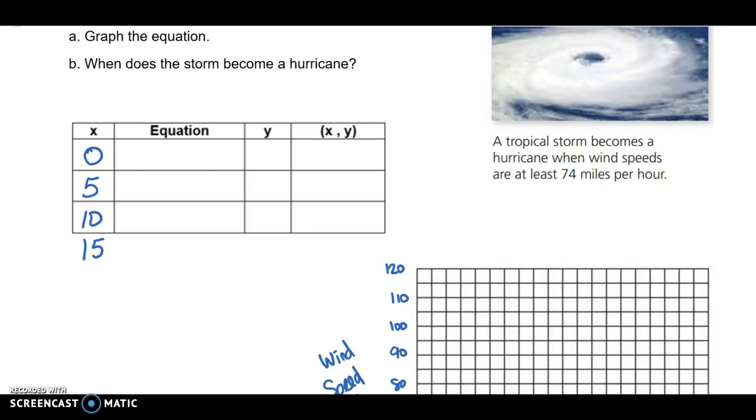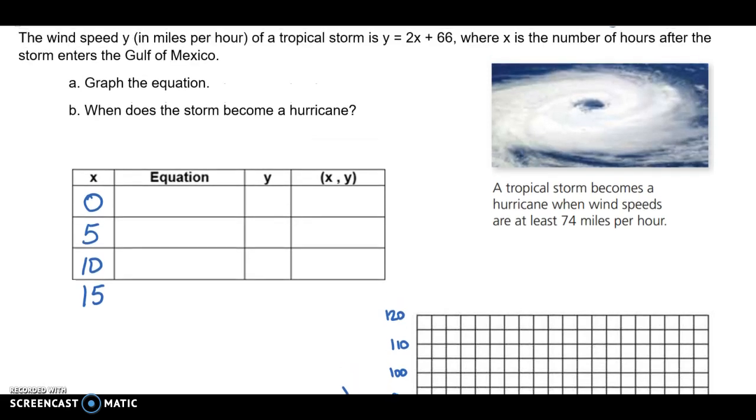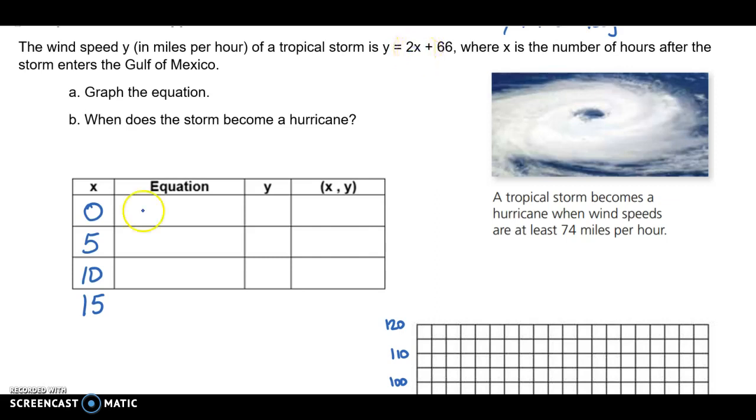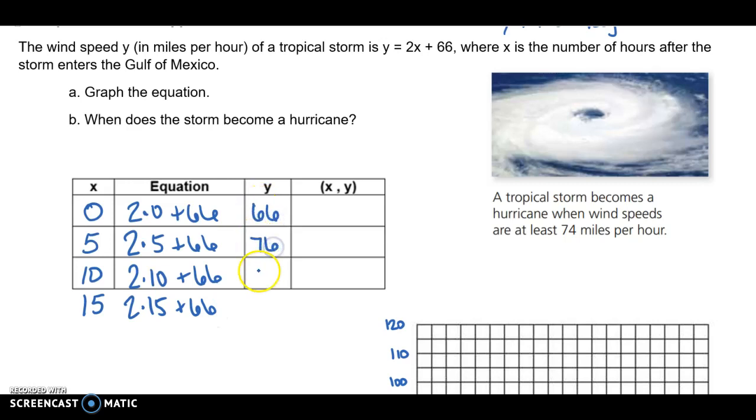So based on the equation up here, it says that we have to do 2 times x. So in this case, 2 times 0 plus 66. Then we're going to do 2 times 5 plus 66, 2 times 10 plus 66, and 2 times 15 plus 66. If I'm going too fast, you can always pause it and write things down. Doing the math, these are the numbers that we get.